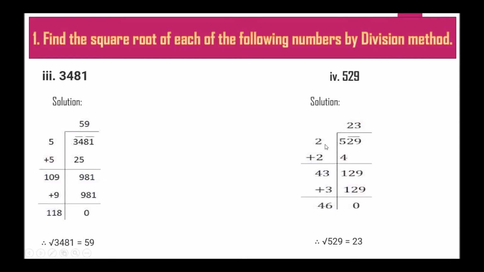529. So 2 into 2 is 4. So we will add 2 plus 2, that is 4. Now we will take the number 3. So 43 into 3, that is 129. So we will add 3 here, that is 46. And the answer is 23.